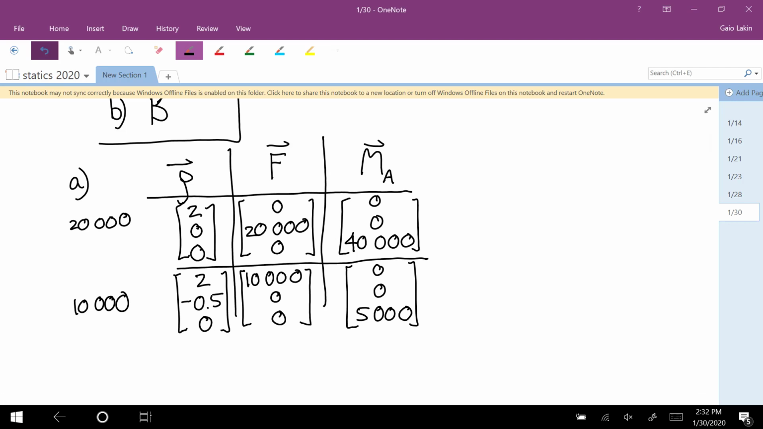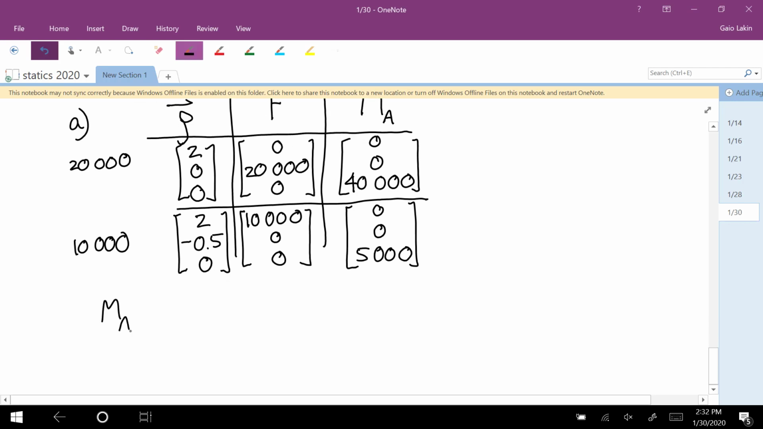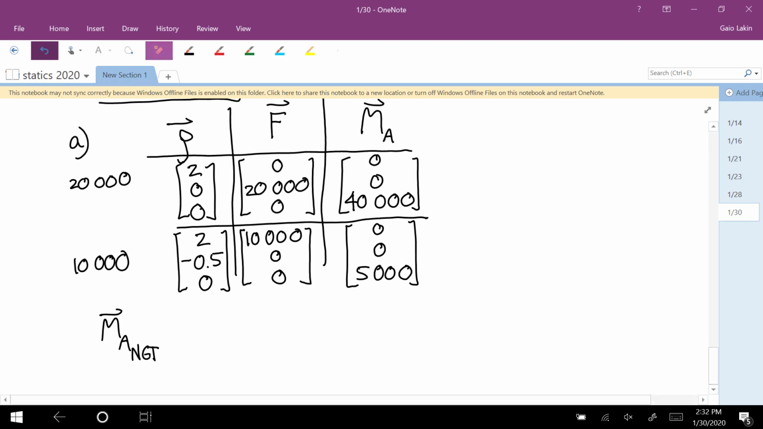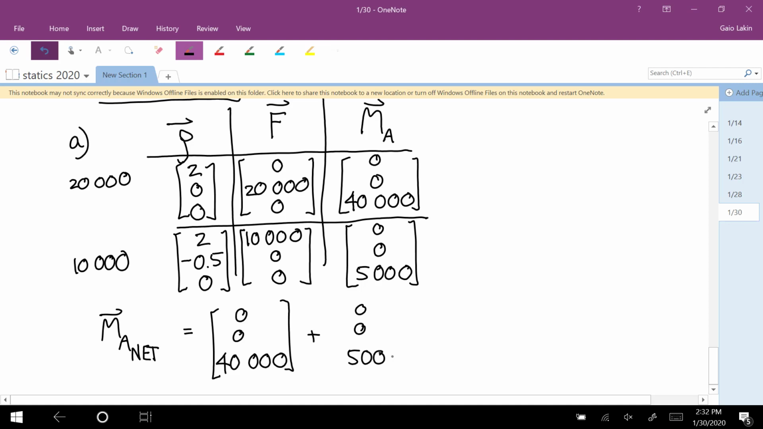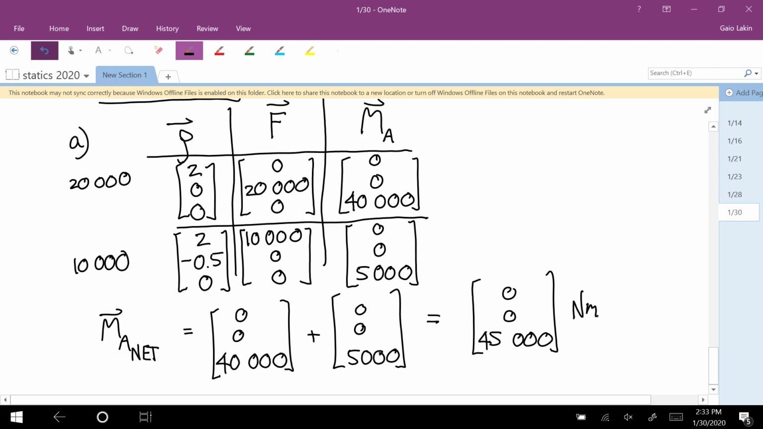So that's a positive 5,000. And so the net moment, the sum of the moments, I'm supposed to say net, is 0, 0, 40,000 plus 0, 0, 5,000, so that's 0, 0, 45,000. And if this is all in newtons and meters, then the units are Newton meters.